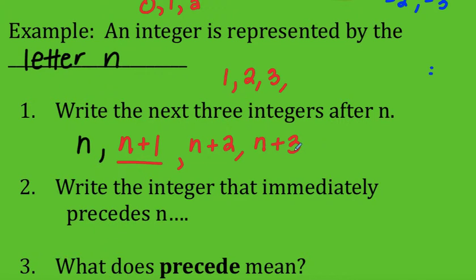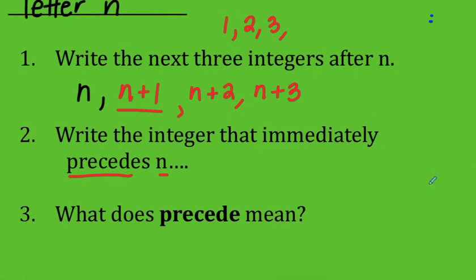Now let's write the integer that immediately precedes n. That means comes before n. What does precede mean? Pre means before. So if n is the integer, the one right before it would be n minus 1. Think of that: if I was at the number 1 and I wanted to go back 1, I would go in the left direction. I'd go back 1, which is -1.